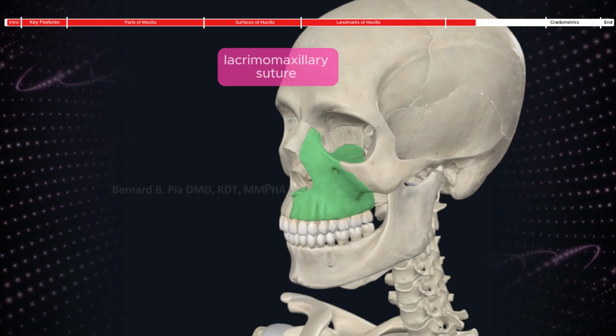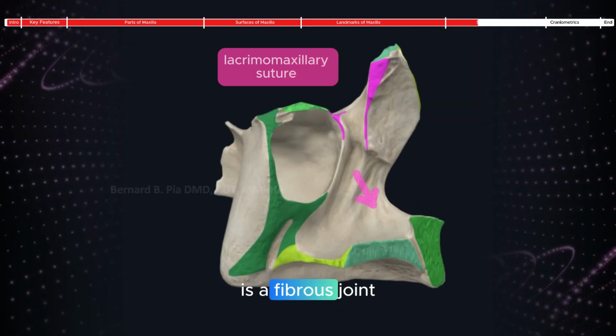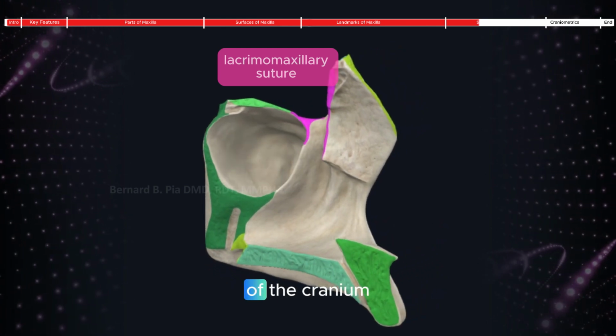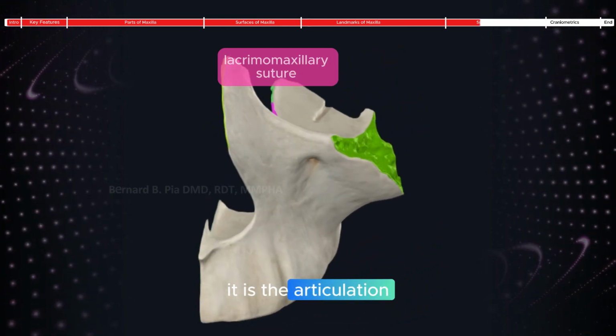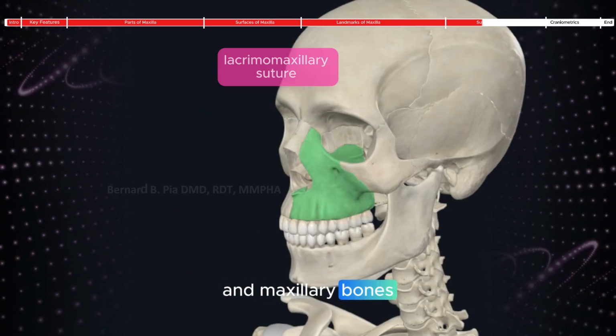4. The lacrimoxillary suture, maxillolacrimal suture, is a fibrous joint found along the orbit of the cranium. It is the articulation site located between the lacrimal and maxillary bones.